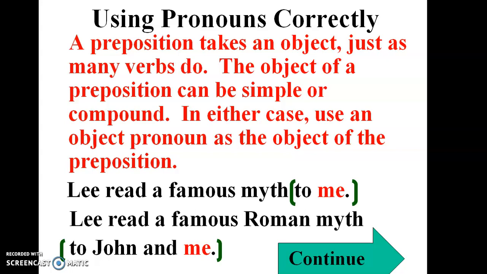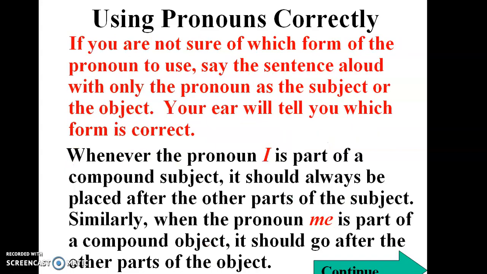Lee read a famous myth to me. Lee read a famous Roman myth to John and me. If you are not sure which form of the pronoun to use, say the sentence aloud with only the pronoun as the subject or the object. Your ear will tell you which form is correct.